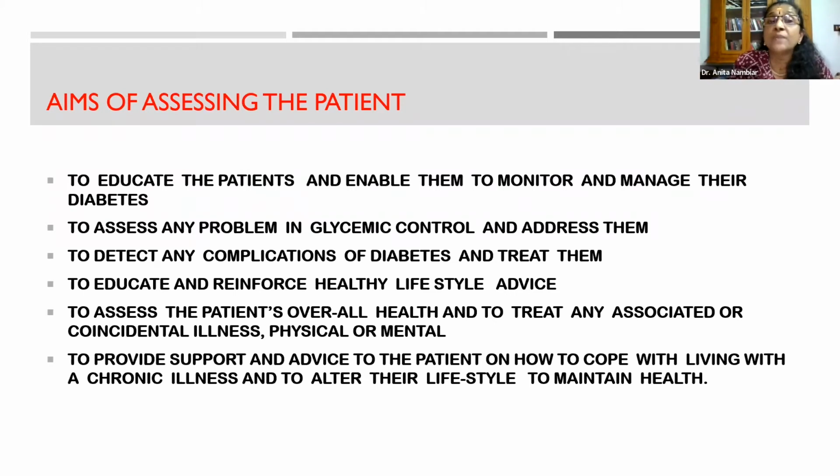So what are the aims of assessing the patient? The most important is to educate the patient and enable them to monitor and manage their diabetes, to assess any problem in glycemic control and address it. If there is any complication, we have to treat it. We also educate and reinforce healthy lifestyle advice, assess the patient's overall health and treat any associated or coincident illness, physical or mental, and provide support and advice on how to cope with living with a chronic illness and to alter their lifestyle to maintain health.